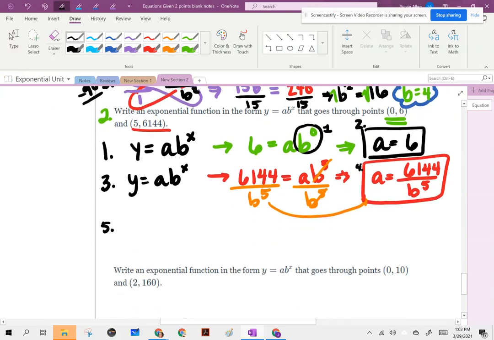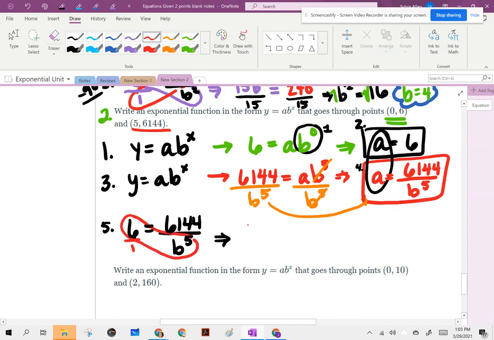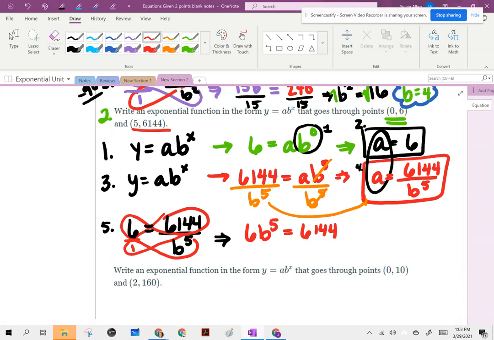Step 5 says to set them equal to each other. Remember that if a equals 6 and a equals this, then that means 6 equals 6,144 over b to the 5th. We are solving for b. So again, if I were to cross multiply, 6 times b to the 5th, 6b to the 5th, is equal to 6,144. So I'm going to get my calculator. I'm going to divide by 6.